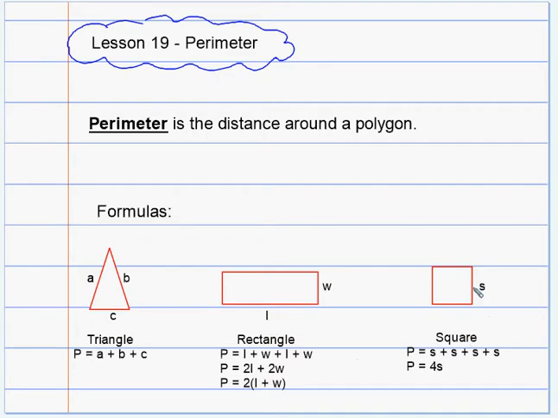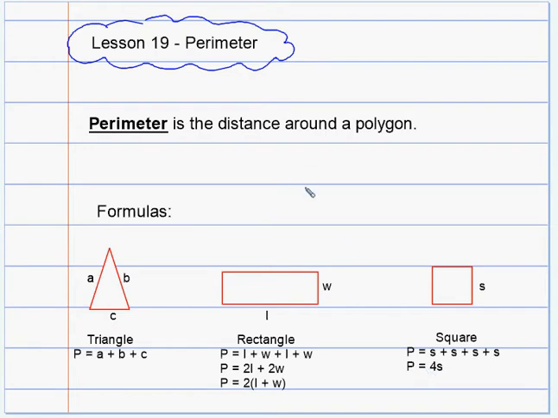In a square, the sides are all the same. So we have 4 sides. It's a quadrilateral with 4 sides that are the same. So our perimeter can equal S plus S plus S plus S, or it can equal 4 times S. So we're going to take that side length times 4.